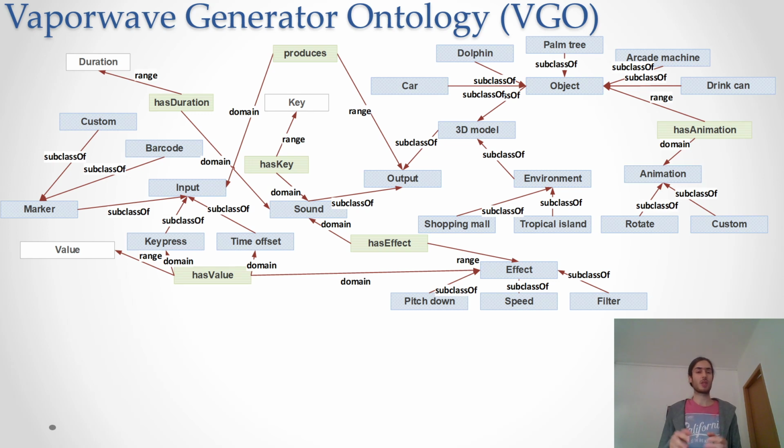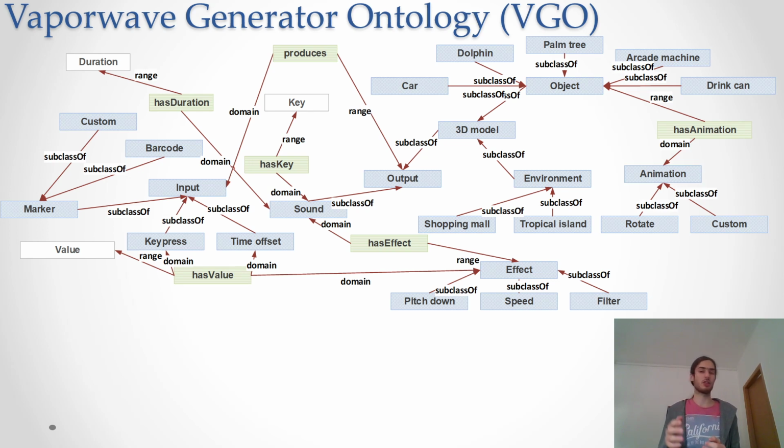When it comes to output, there are two types of output, sound and 3D model. Sounds can be processed by some effects. I use MATLAB for sound processing. These processes for sound modification are pitch down, speed down, and filtering, low pass or high pass. Each sound, each loop actually, has its key that is used in order to ensure that the generated product, or vaporwave art, will be musically correct.